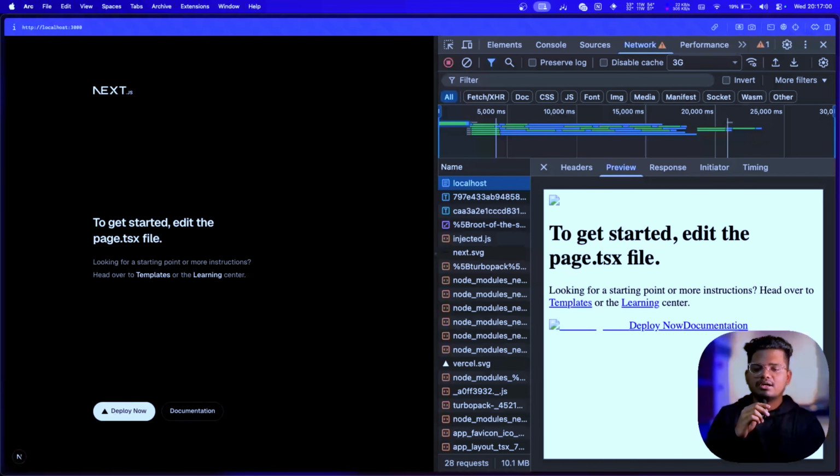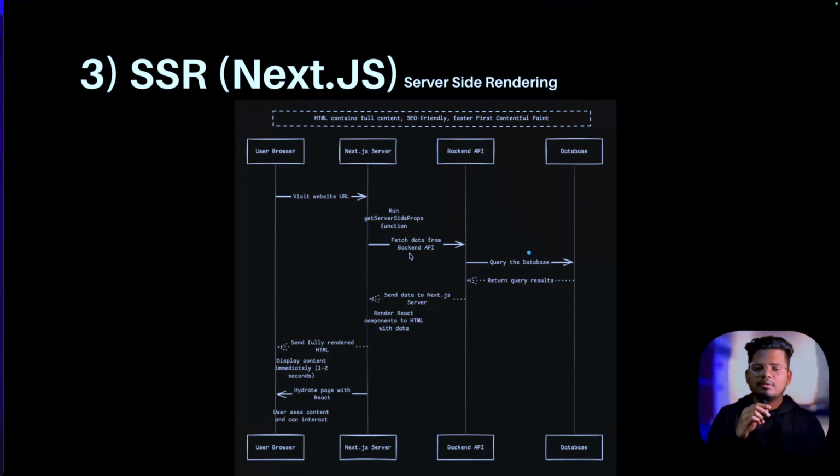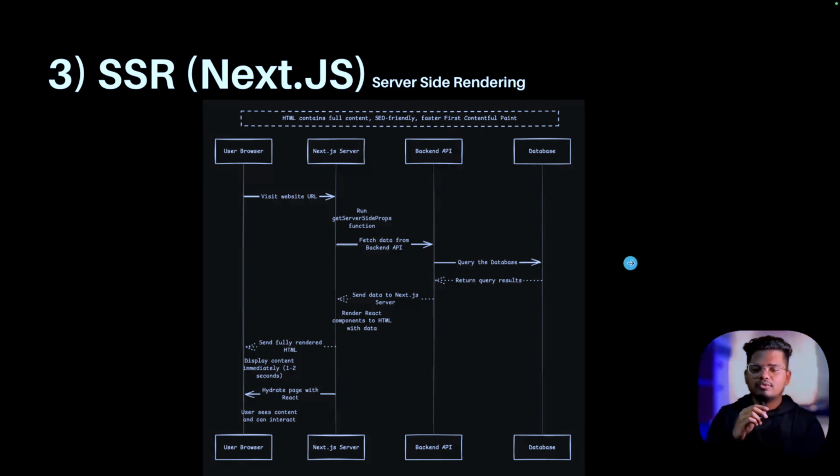Now let me break down what's actually happening behind the scenes with this flow diagram. Here is the complete server-side rendering flow with Next.js. Step 1. When you visit a website URL, the request goes directly to the Next.js server, not a CDN serving static files. Step 2. The Next.js server immediately runs the getServerSideProps function. This is a special Next.js function that executes on the server before rendering the page.